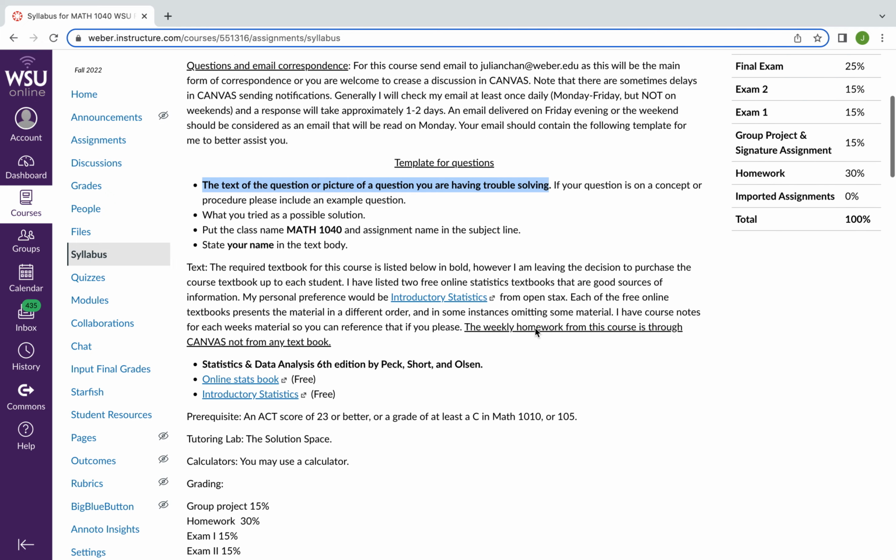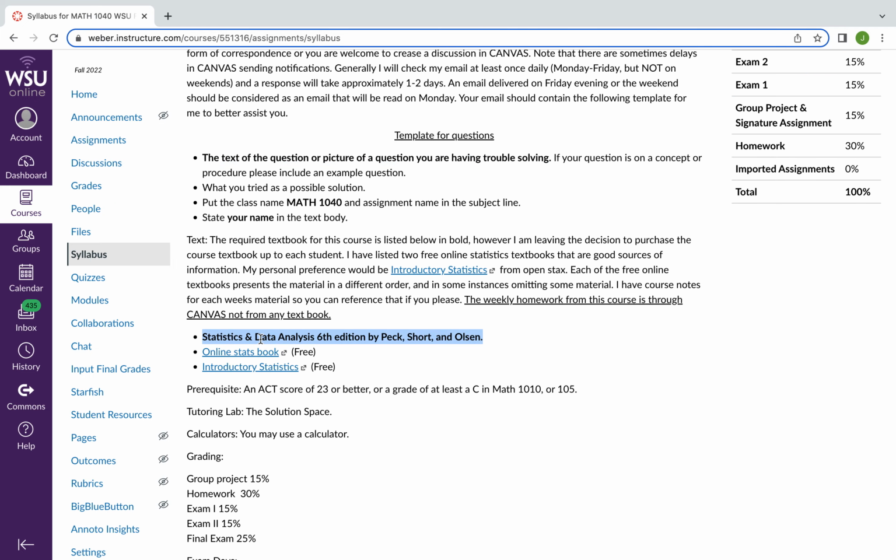Okay. Now, the required textbook for this course is this text. However, I'm leaving it up to each student if they should decide that the course notes and lectures are sufficient for their learning, or one of these free alternatives to the course textbook. Please, by all means, if you want to buy the course textbook, do so. If you feel that the notes and lectures provided are sufficient, or one of these free online references is sufficient, you're welcome to use any or all of them.